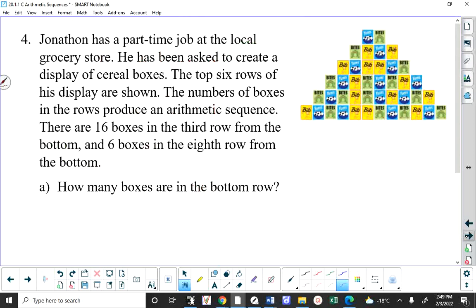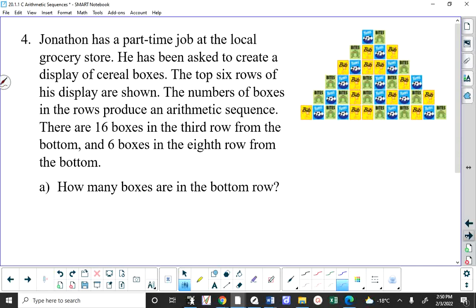All right, final situation. Jonathan has a part-time job at the local grocery store. Who cares that the person's name is Jonathan? Who cares that it's a grocery store? Want to create a display of cereal boxes. Okay, yeah. Here comes the meat of the sandwich.